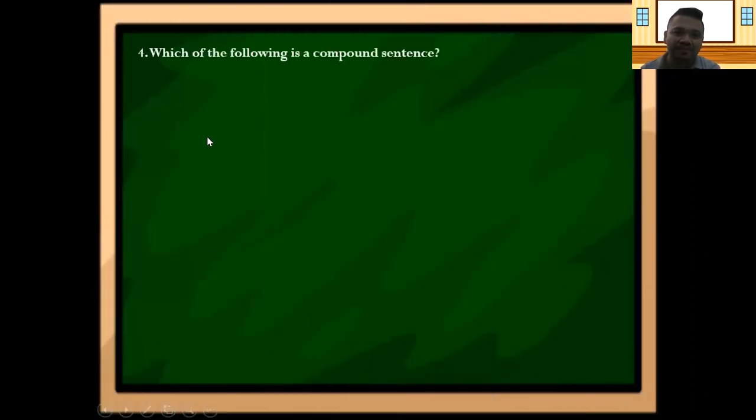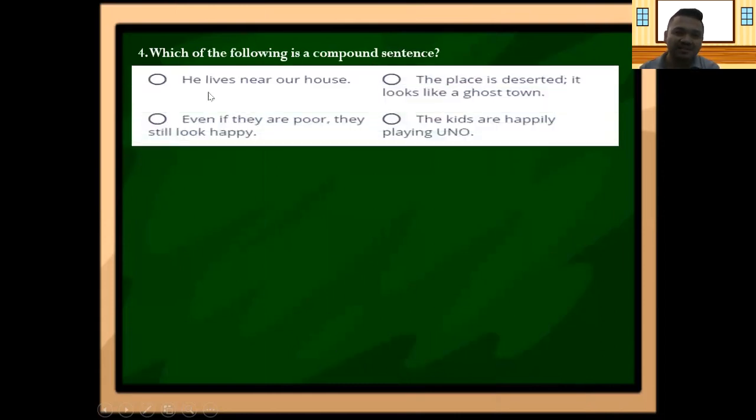Okay, next one. Which of the following is a compound sentence? "He lives near our house." "Even if they are poor, they still look happy." "The place is deserted. It looks like a ghost town," or "the kids are happily playing Uno." Very good. The place is deserted, it looks like a ghost town.